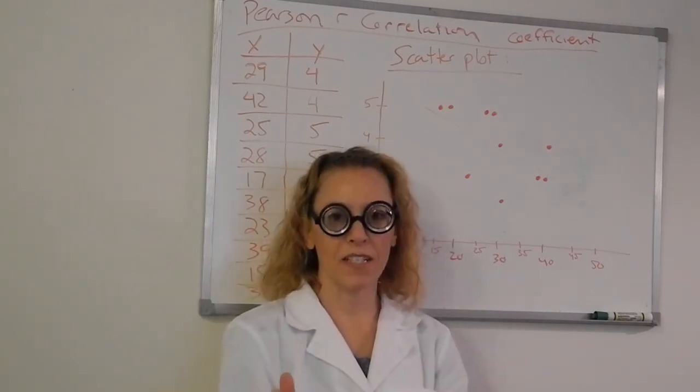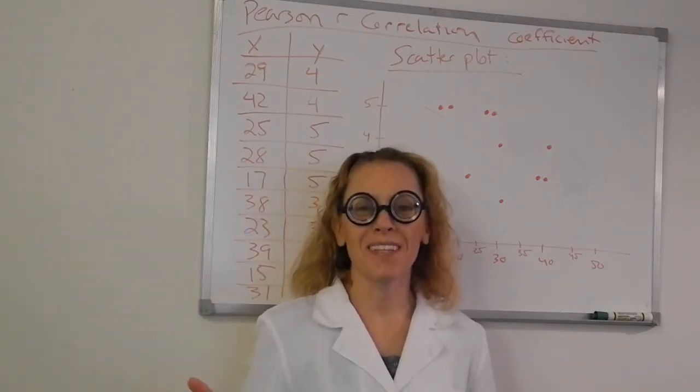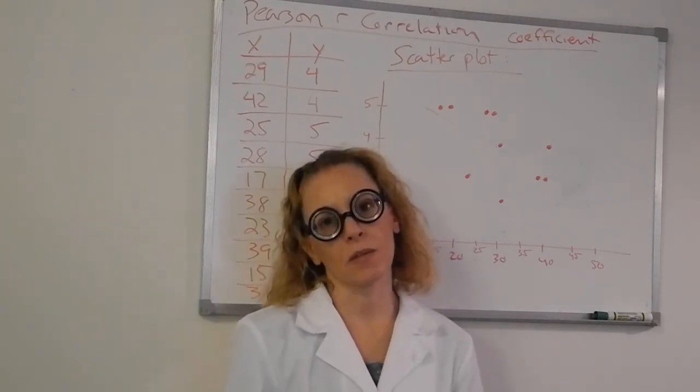So I want you guys to take a minute, think about as interesting an example as you can possibly think of, of two variables that you would predict would be negatively related to each other.